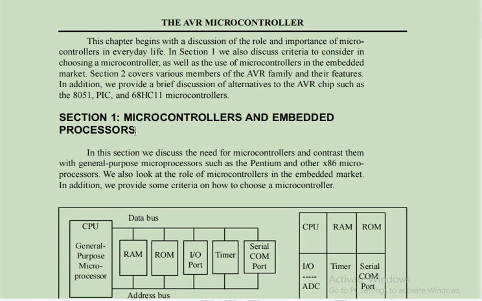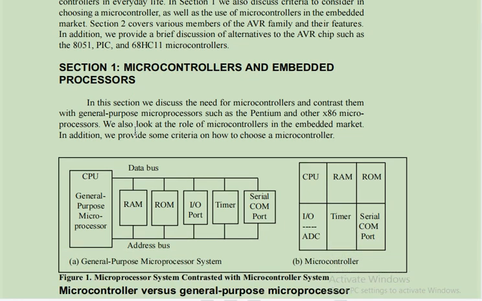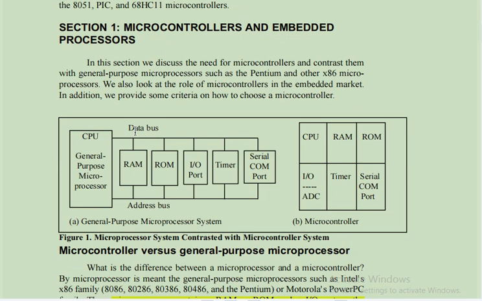Section 1: microcontrollers and embedded processors. Now we will discuss section 1, embedded processors. In this section we discuss the need for microcontrollers and contrast them with general purpose microprocessors such as the Pentium and other 80x86 microprocessors. We also look at the role of microcontrollers in the embedded markets. In addition, we provide some criteria on how to choose a microcontroller.